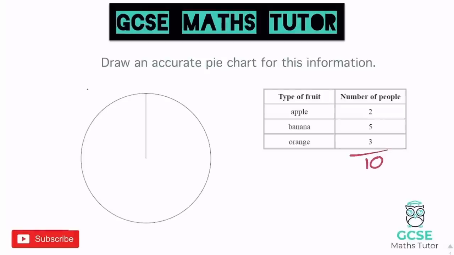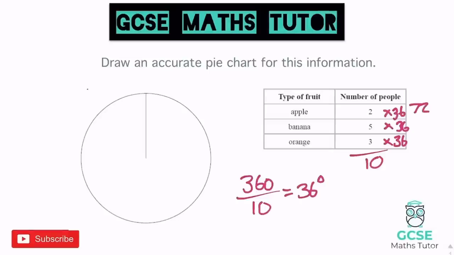So we've got 10 people, so all I want to figure out is how many times this fits into 360. So whatever that number adds up to, I can do 360 divided by that number, and it tells me that each person here represents 36 degrees. So all I want to do is times the amount of people by 36 in each scenario, and that will tell us the amount of degrees I need to draw in my pie chart. So 2 times 36 is 72, 5 times 36 is 180, and 3 times 36 is 108.